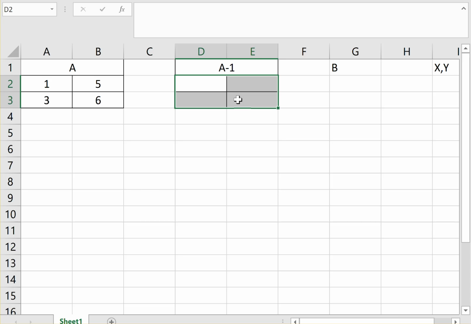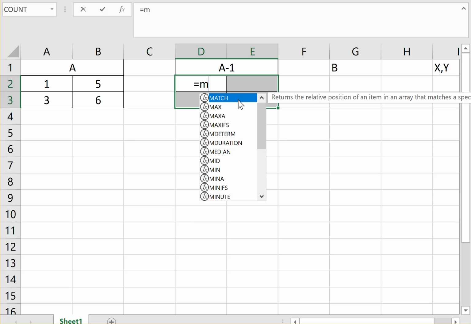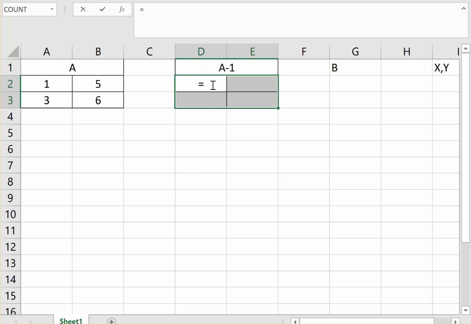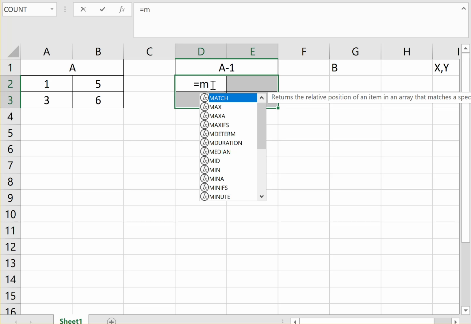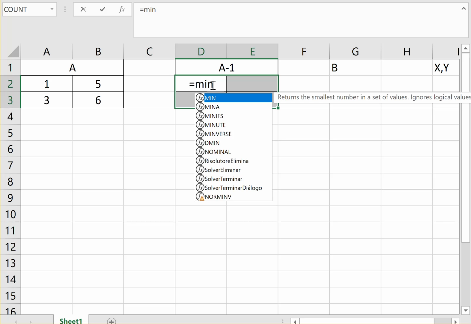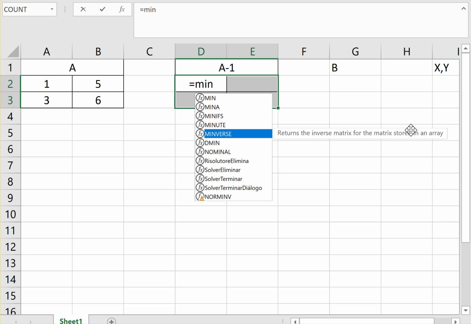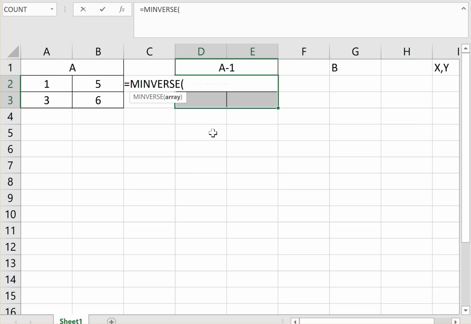The first thing to note is that you need to select the 4 cells, because when we invert a 2 by 2 matrix, the answer is a 2 by 2 matrix. So you select the 4 cells and write equal, and we look for which function we have in the matrix. Everything with matrix begins by M, so MINVERSE. It returns the inverse matrix for the matrix stored in the array. So that's what we want. We double click on MINVERSE, select the matrix A, close the parentheses, and press Control Shift Enter. And that's your inverse of the matrix A.